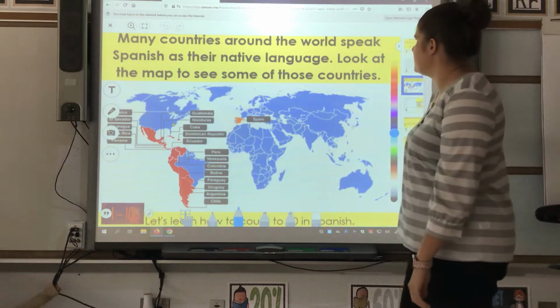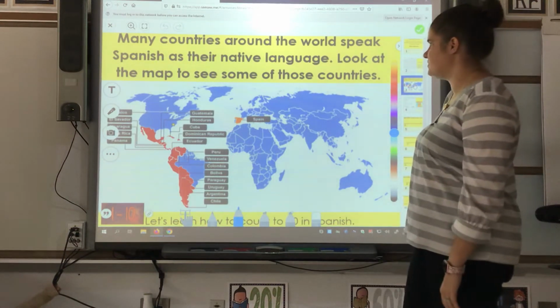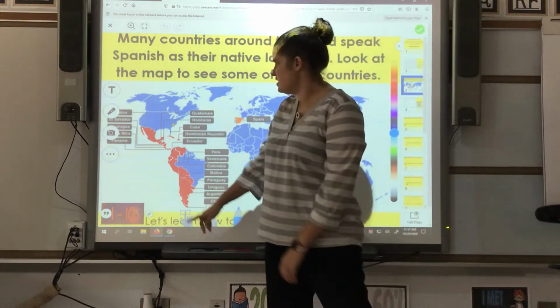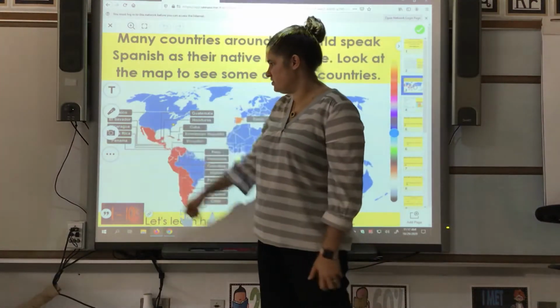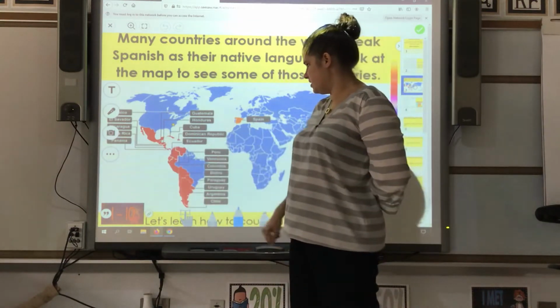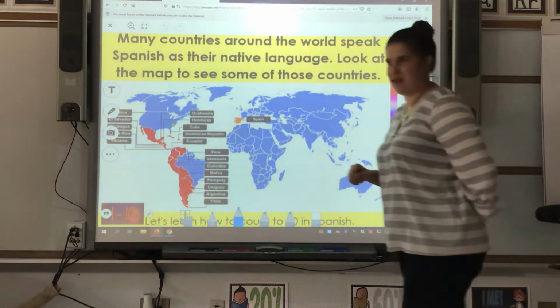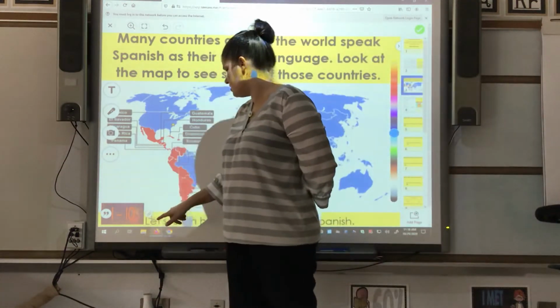This says many countries around the world speak Spanish as their native language. Look at the map to see some of those countries. So we have Mexico, El Salvador, Panama, Cuba, Dominican Republic. We've got a whole lot of countries. Now we're going to learn how to count to 10 in Spanish.